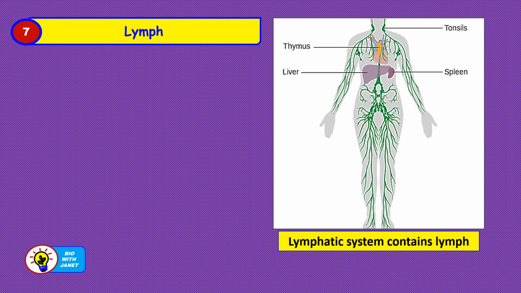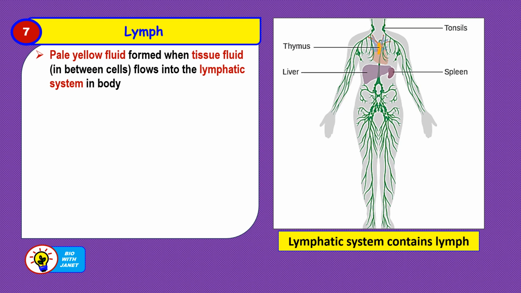So lastly, we are going to study another type of connective tissue called lymph. Lymph is a pale yellow fluid formed when the tissue fluid in between the cells flows into the lymphatic system in the body. The lymphatic system shown here is a type of circulatory system that's different from the blood circulatory system, but it's connected to the blood circulatory system. In this lymphatic system, the lymph will flow. Okay, so the fluid in the lymphatic system is called lymph.